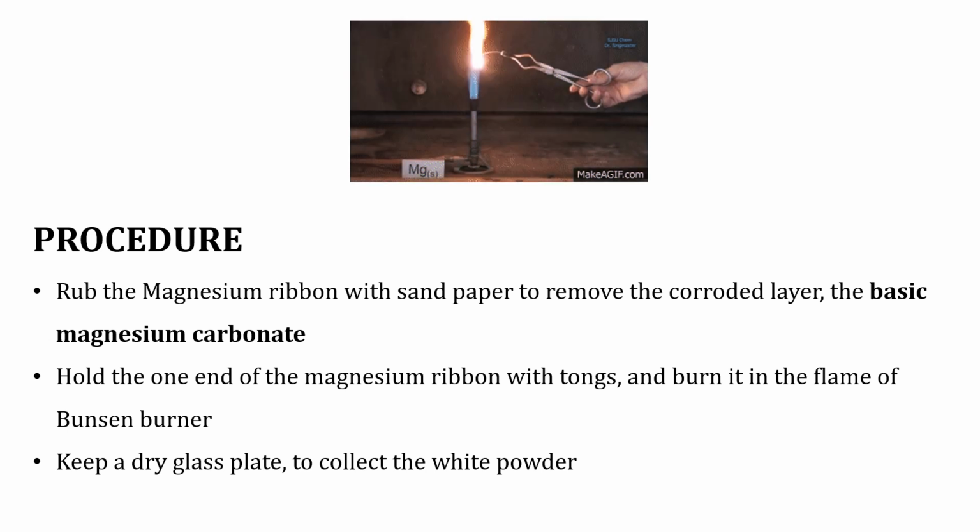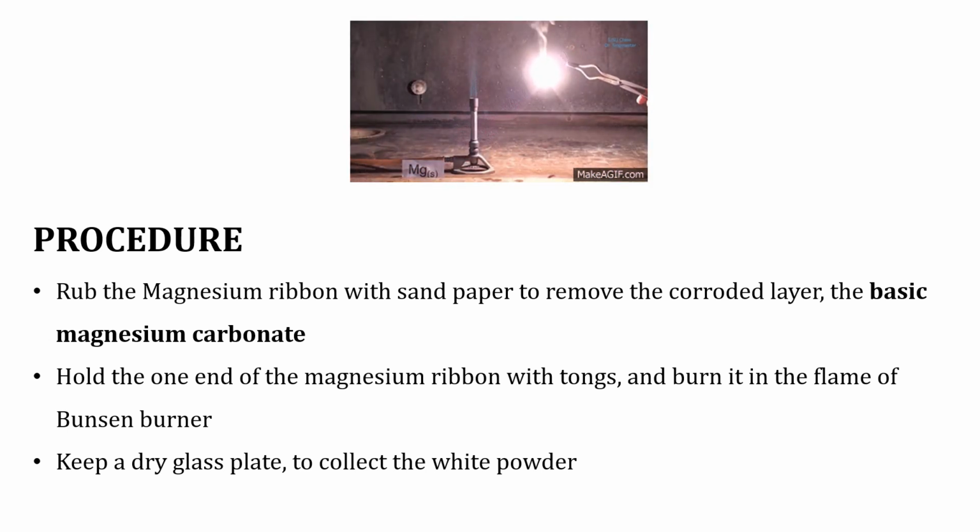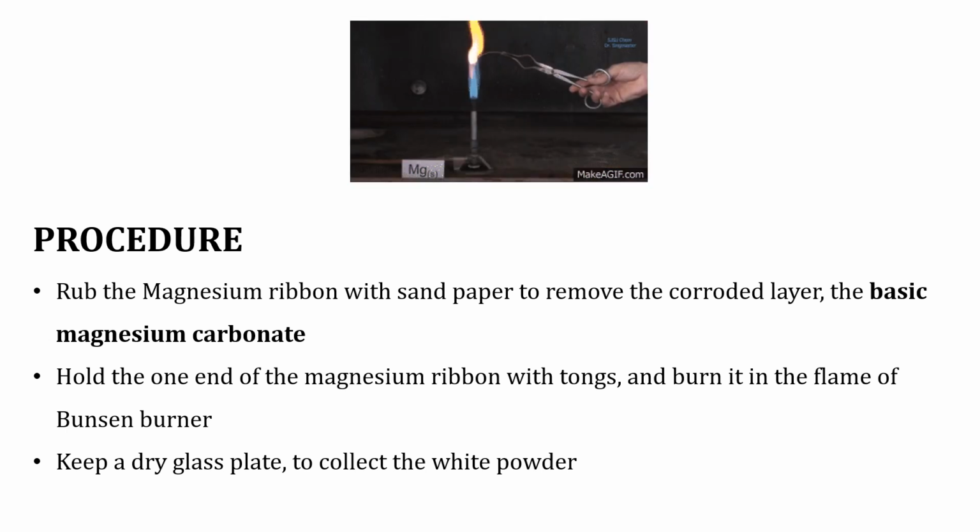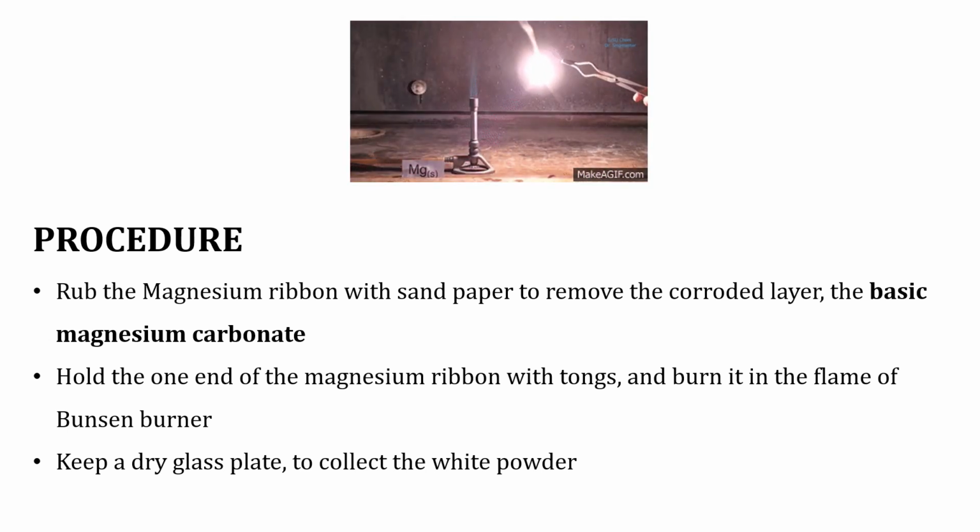Procedure to perform this activity. Rub the magnesium ribbon with sandpaper to remove the corroded layer, the basic magnesium carbonate. Hold one end of the magnesium ribbon with tongs and burn it in the flame of a Bunsen burner. Keep a dry glass plate to collect the white powder.